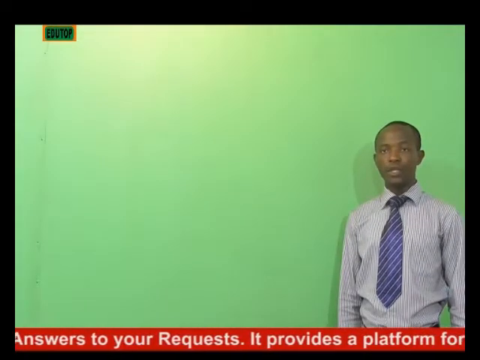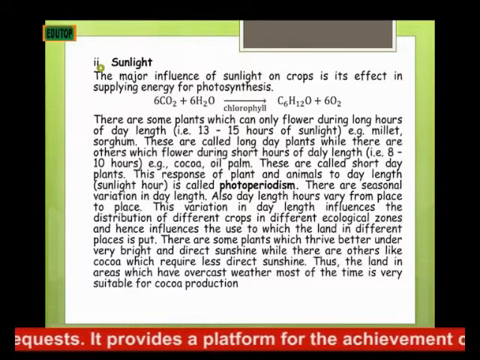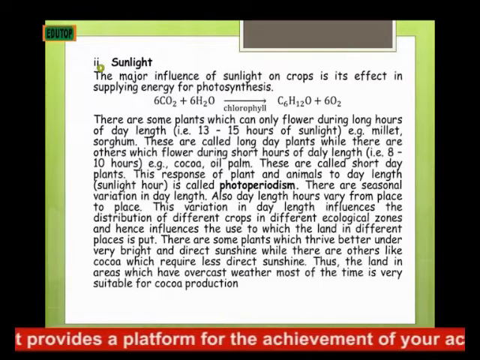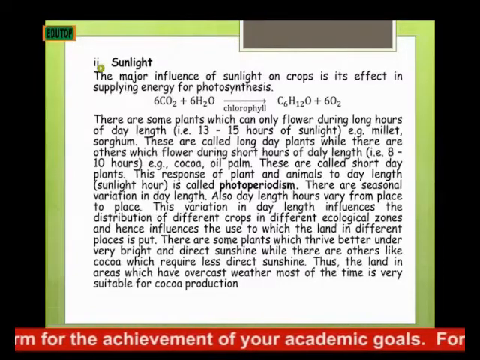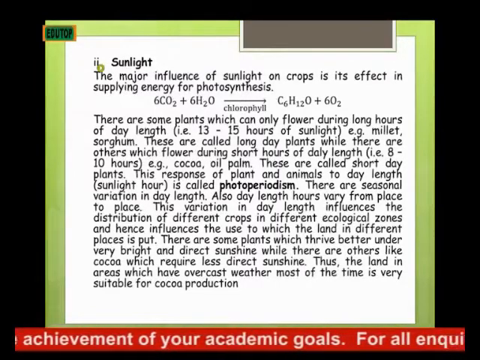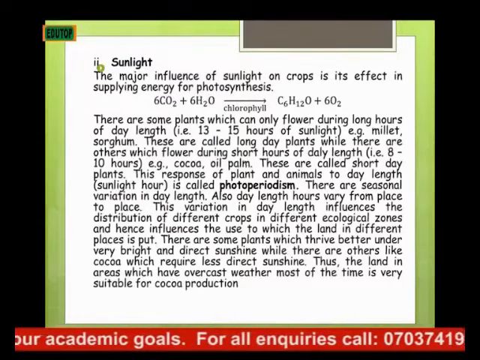There are seasonal variations in day length. Also, day length hours vary from place to place. This variation in day length influences the distribution of different crops in different ecological zones, and hence influences the use to which the land in different places is being put.